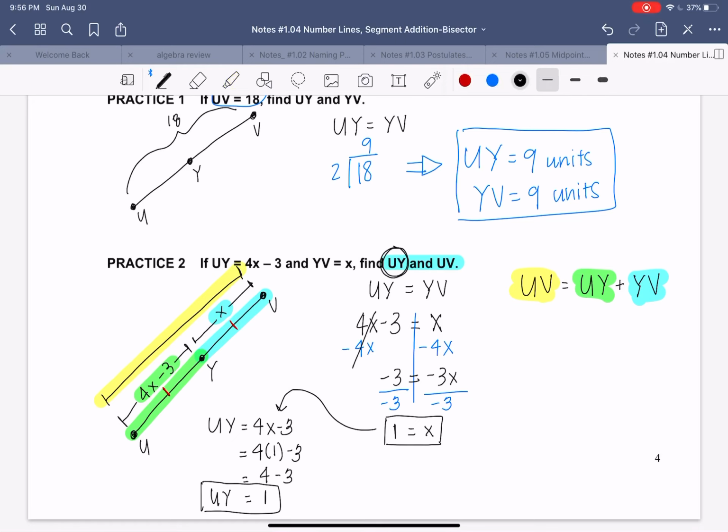So now, again, I'm just going to plug in what I know. Well, I found out that UY equals 1, so I'm going to plug in 1 for UY. Well, guess what? They're congruent parts because it was bisected. So that means that YV is also 1. But you also knew that because the value of YV is x and x equals 1. So UV equals 2 units, 1 plus 1.